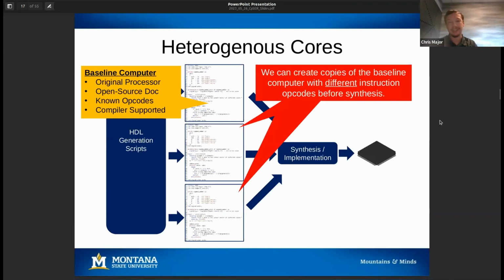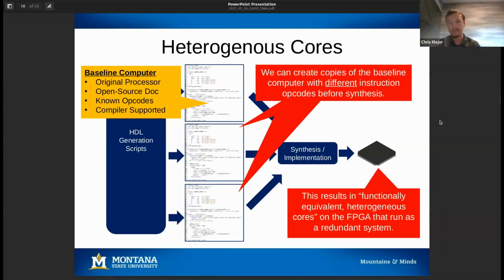But because we're in an HDL, because we have those parameters on our modules, let's create 2 more of these computers, but we're going to vary the instruction opcodes before synthesis. So what we're going to do is we're going to tell the synthesis and implementation tool, hey, by the way, we want you to shuffle around these opcodes. We don't know specifically what they're going to look like, but go ahead and shuffle them around. The hardware will know what instructions it has, but we won't know. We'll only know one of these core's instructions. So what we then have is it's functionally equivalent, but now they're heterogeneous cores.